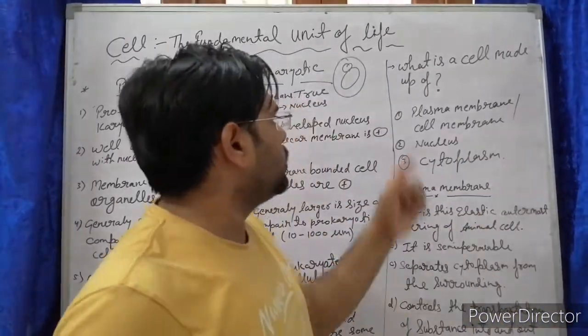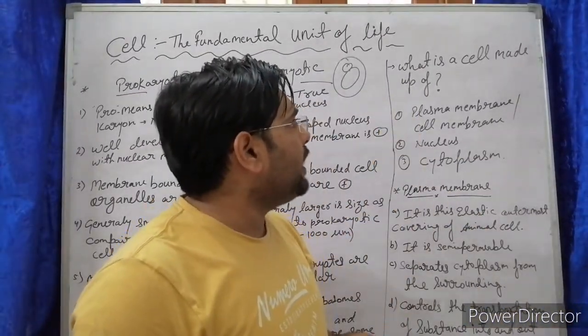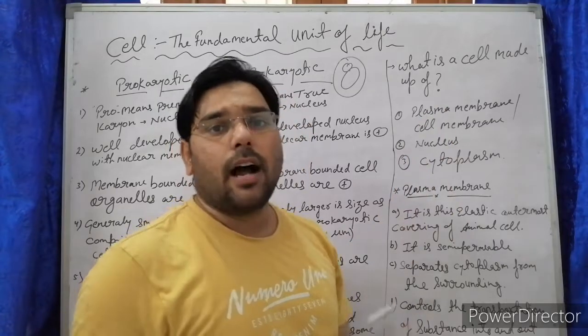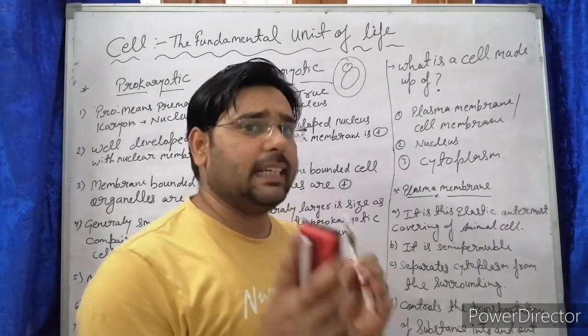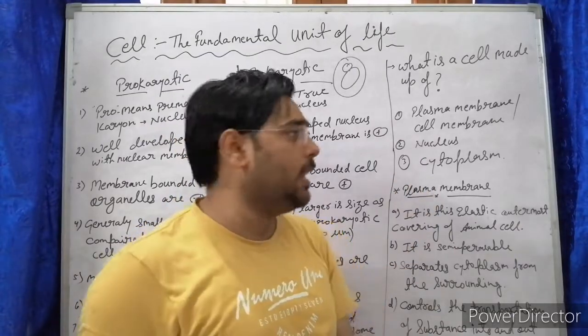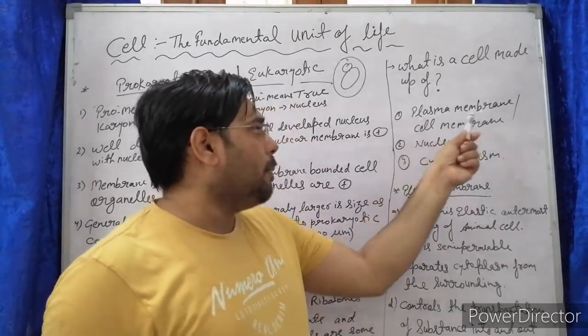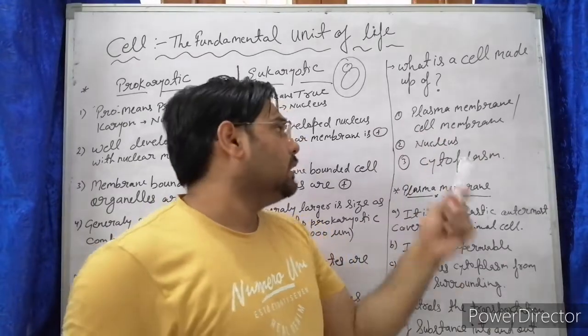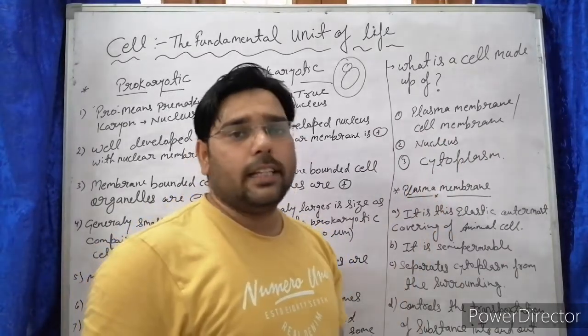Okay, now students, we have to study what a cell is made up of. What is a cell made up of? So basically a cell is made up of three components. There are three basic components in the cell. First is the plasma membrane, or we can say cell membrane. Second is the nucleus, and third one is the cytoplasm.